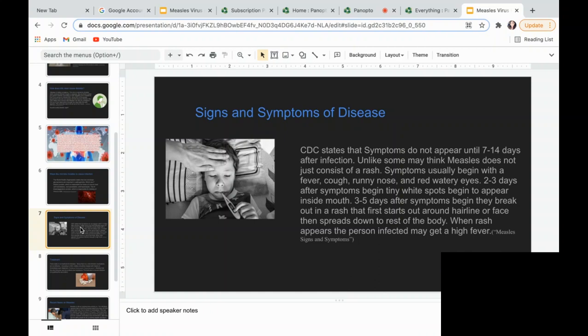Then 2 to 3 days after symptoms begin, tiny white spots start to appear inside the mouth. 3 to 5 days after symptoms begin, they break out in a rash that first starts around the hairline or face, then spreads to the rest of the body. When the rash appears, the infected person may get a high fever. Also, complications can arise, and you can get pneumonia, or it can go to your brain and cause brain damage, which is what makes it so fatal.